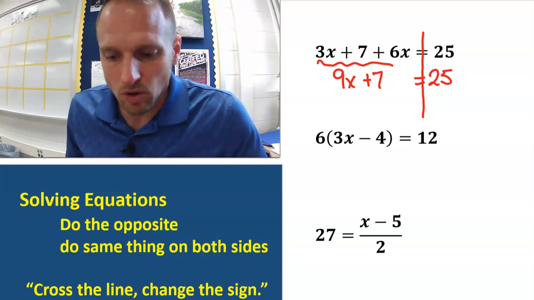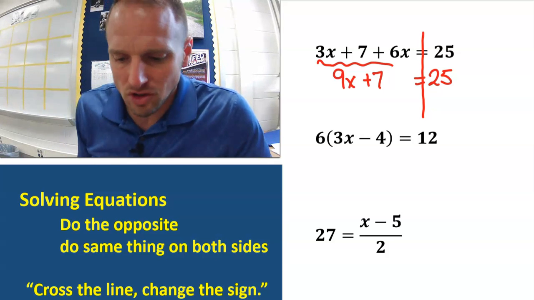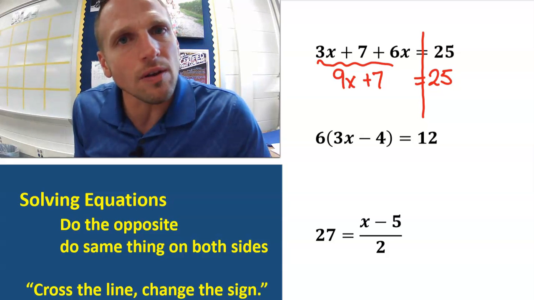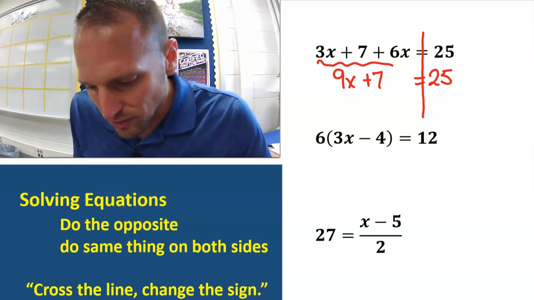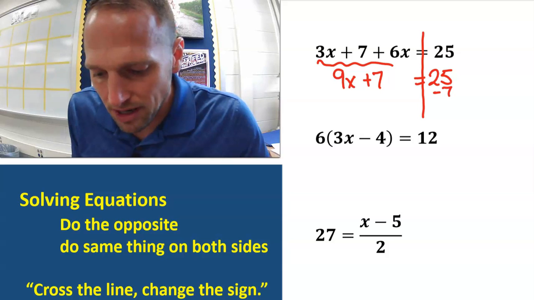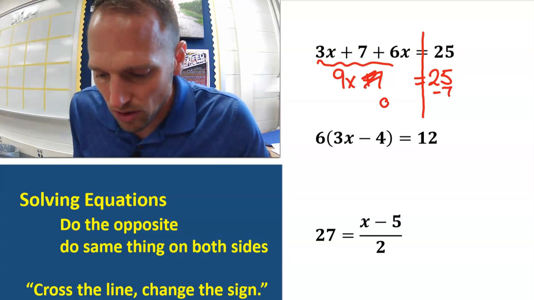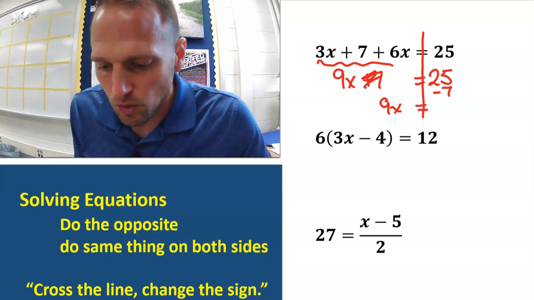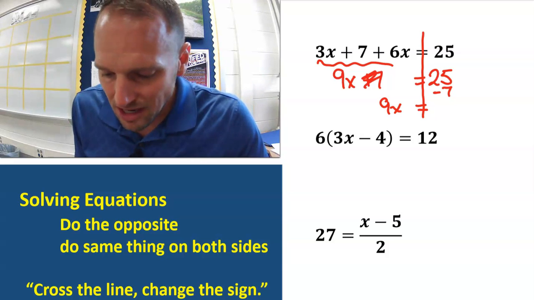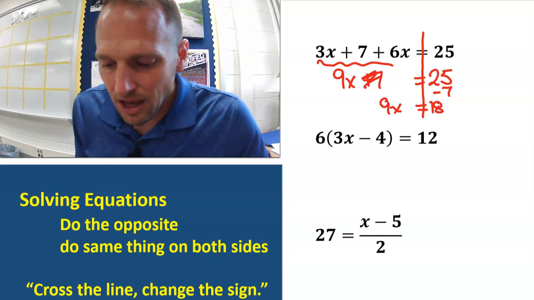Well, that doesn't seem so hard, right? We can do this. Cross the line, change the sign. We got to get rid of that plus 7. So the opposite of plus 7 is minus 7. So let's cross the line, change it to a minus 7, subtract it over. We're going to get 9x equals 25 minus 7. That's 18.